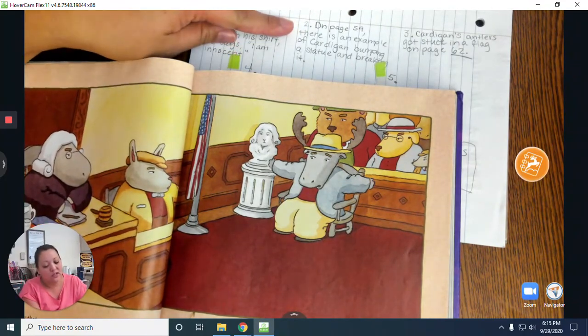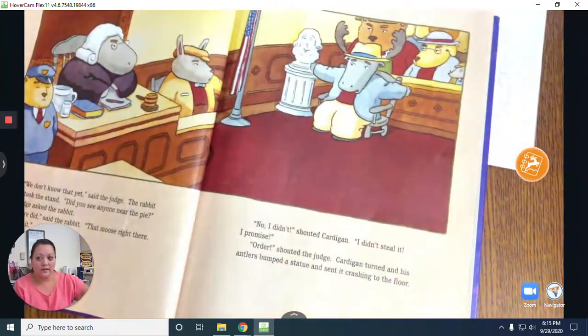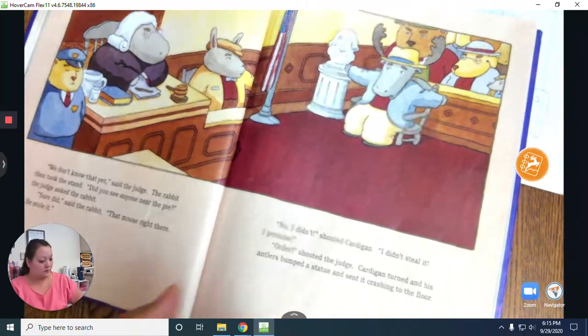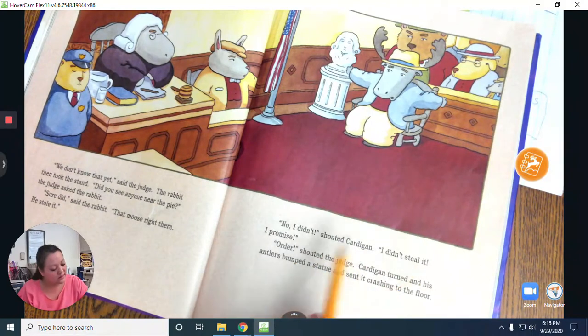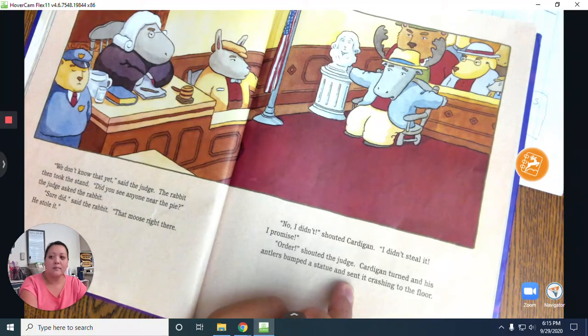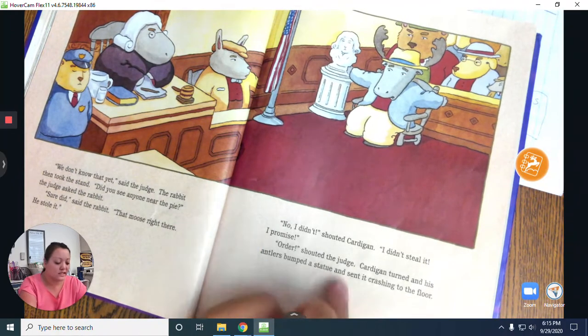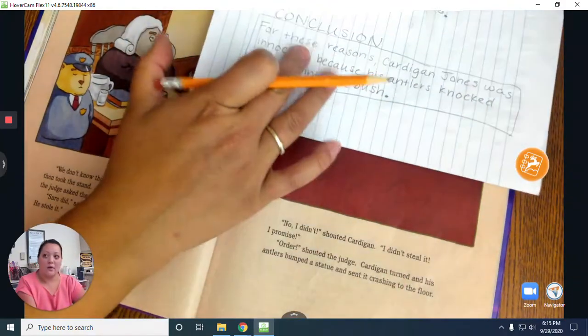On page 59, there is an example of Cardigan Jones bumping into a statue. Right here in the text, it said, remember, "No, I didn't," shouted Cardigan. "I didn't steal it, I promise." "Order," shouted the judge. Cardigan turned and his antlers bumped a statue and sent it crashing into the floor. So that was the textual evidence, the story detail that supported our conclusion.